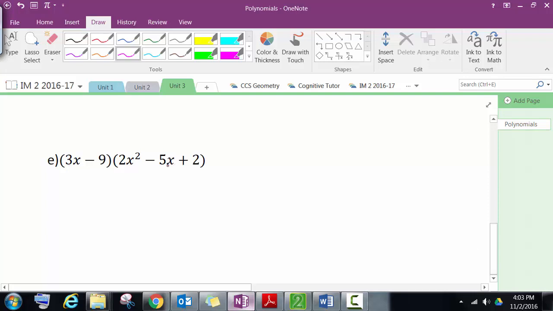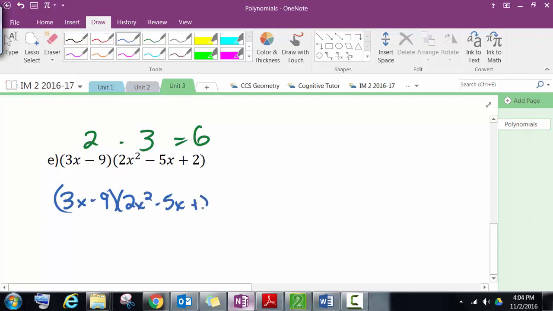Now we have a 2 times a 3. Well, so 2 times 3 means we should have 6 multiplications. So we can't do FOIL, because FOIL has 4 letters. This doesn't. So we can do the box or we can do double distribution. So let me do double distribution first, and then I'll do the box so that we can see all of our options. So 3x times all that stuff.